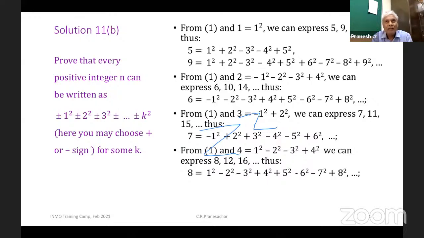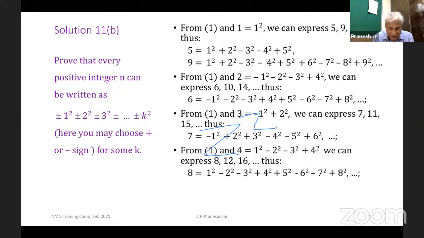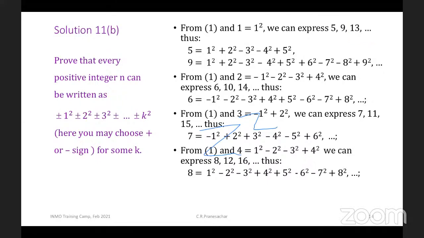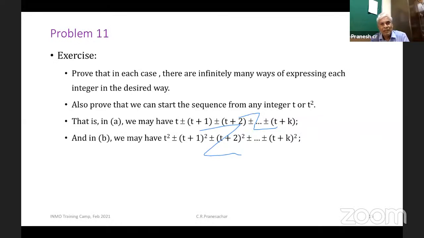So how many squares will be required to get 0 then? 8. 8 consecutive squares. Plus, minus, minus, plus, minus, plus, plus, minus. Exactly. You're right. So a corresponding exercise will be there. Prove that in each case, there is not just one way, but there are infinitely many ways of expressing each integer in the desired way. You have just given the solution for this also.